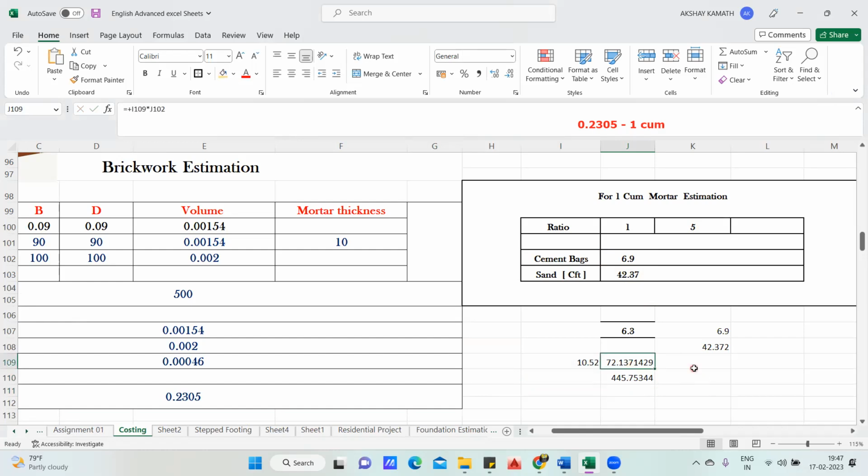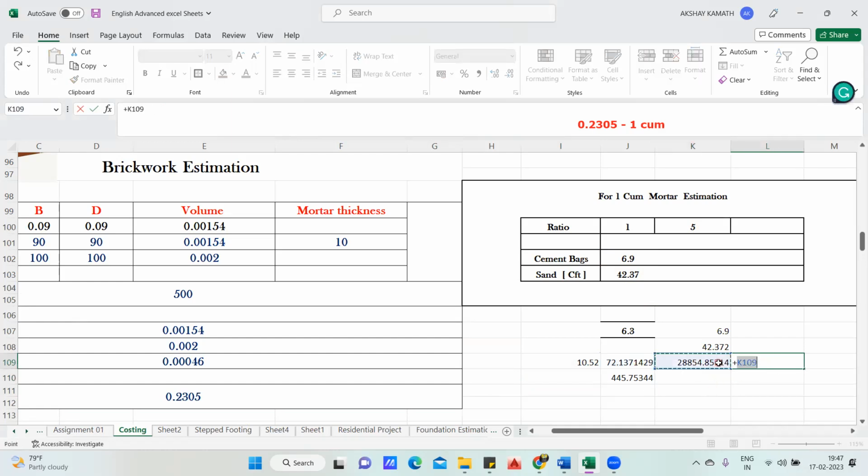Based on that, you can order your material. If you want to find the cost, multiply this by the cost of one cement bag, which is 400 rupees. This is the total cost that is required for cement. If you want it in dollars, you divide this by 80. Finish. So it will cost you $360 if you want to procure 72 bags of cement.